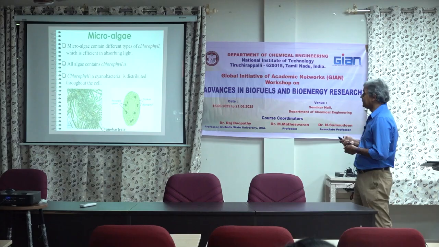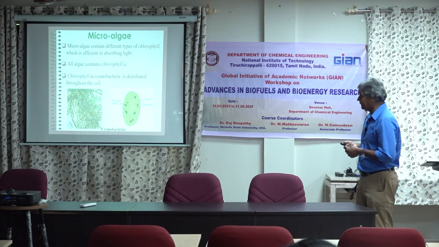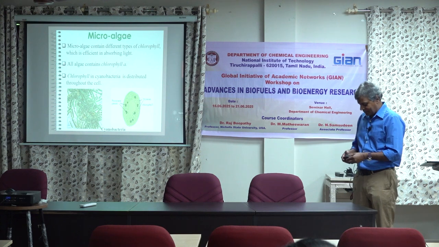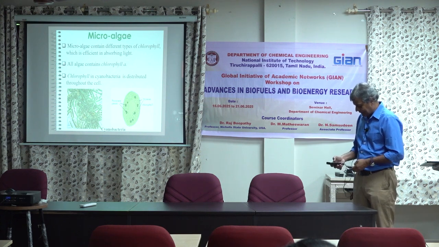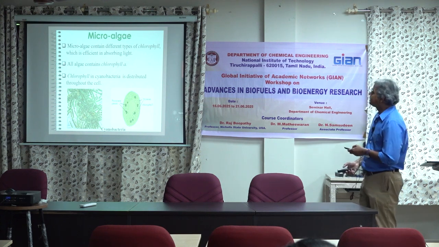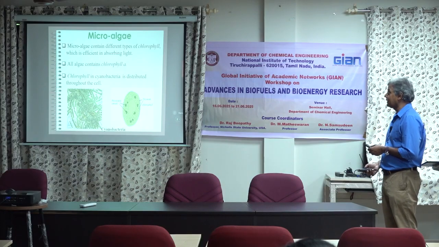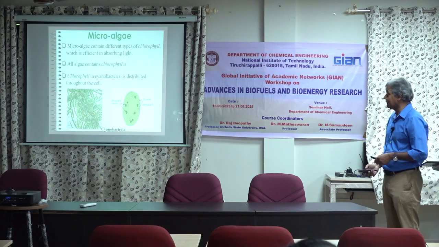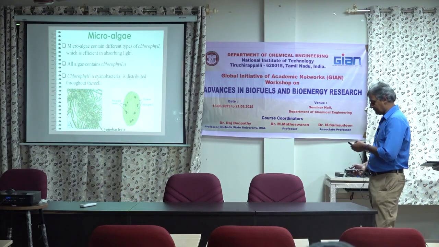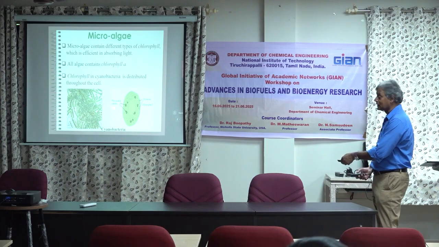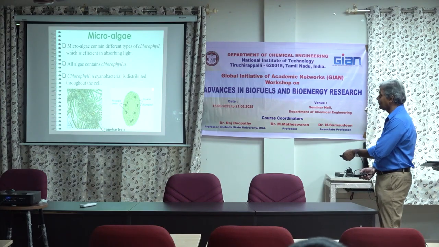So microalgae contain different types of chlorophyll. All algae contain chlorophyll A. Chlorophyll in cyanobacteria is distributed throughout the cell, and you can see in this picture how the chlorophyll looks. The whole cell is full of chlorophyll. So that's how chlorophyll looks.